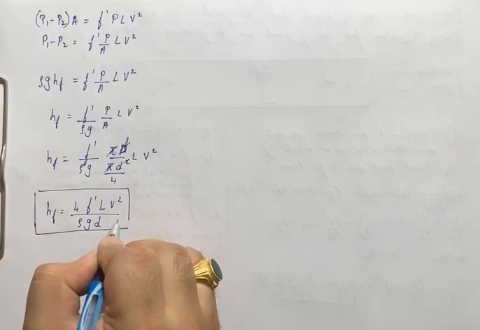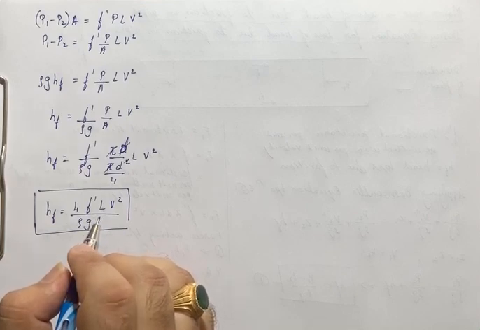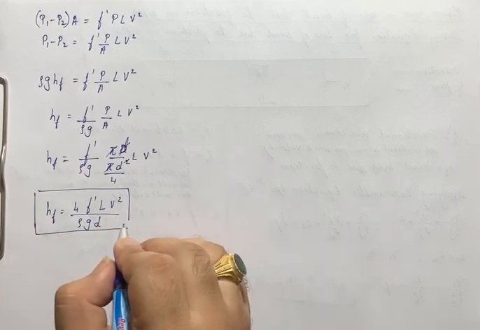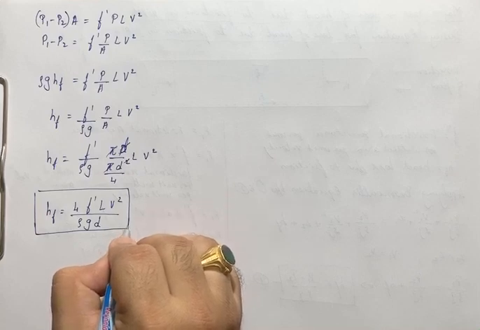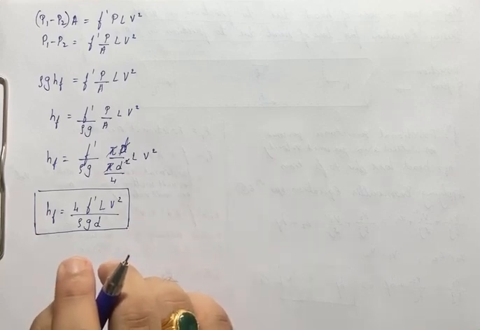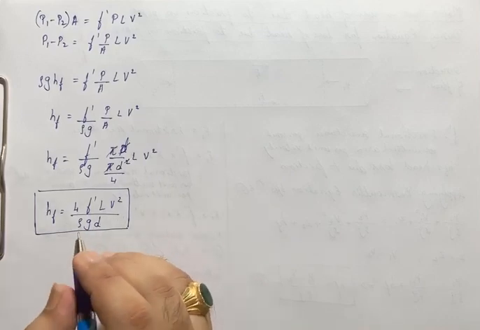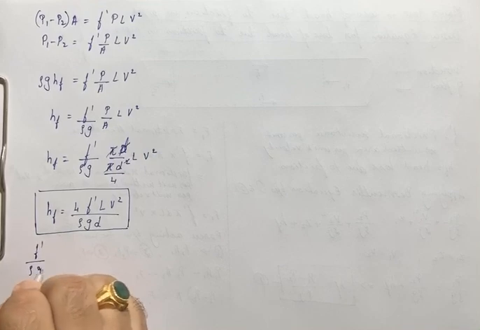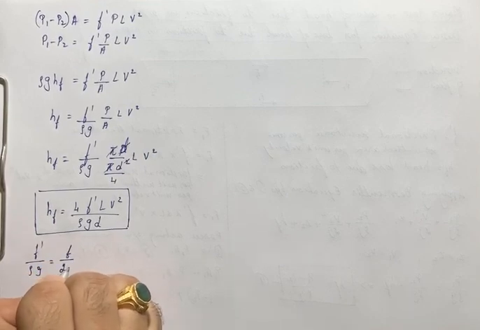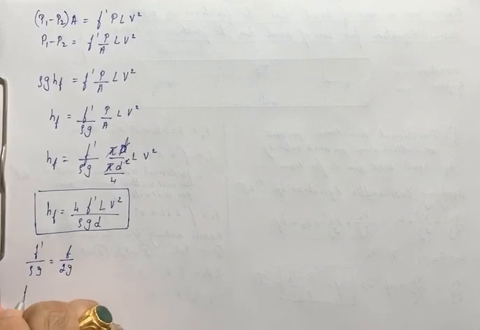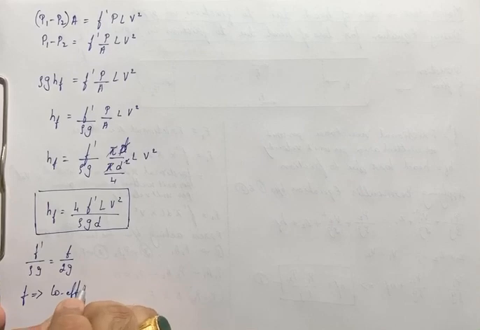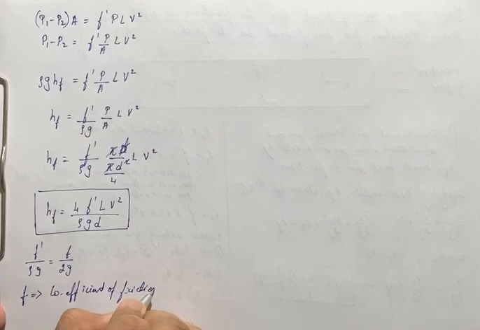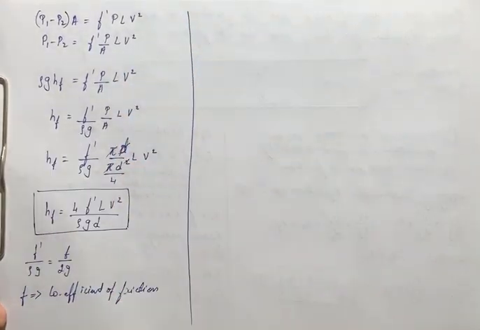Here F dash is the frictional resistance per unit wetted area per unit velocity. Now, I will write HF, that is F dash divided by rho g is equal to F divided by 2g, where F is known as the coefficient of friction. F is nothing but the coefficient of friction.